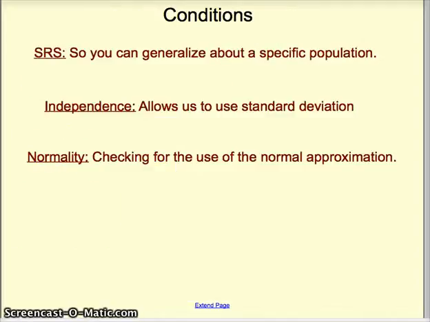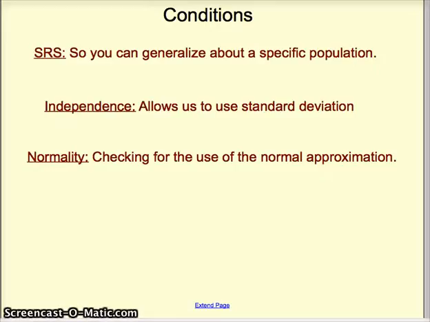Conditions here aren't changing, so we're dealing with means right now. So we have an SRS. You need to remember now, let's get more sophisticated about this, that you may or may not be given an SRS, and that goes to your ability to generalize to the population. So you may want to note that. Don't simply assume an SRS. Point out that it might be missing and that that limits your ability to generalize.